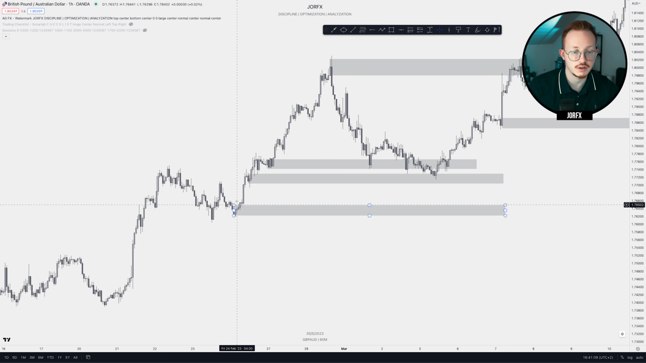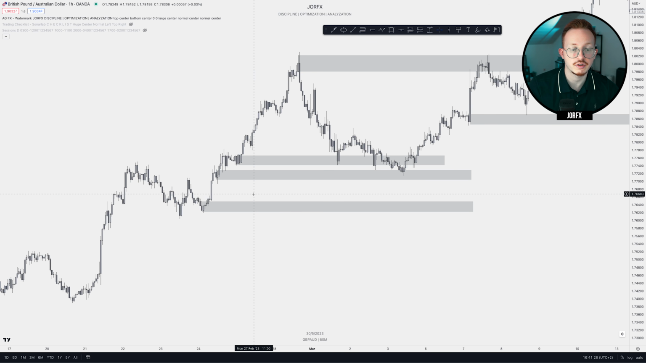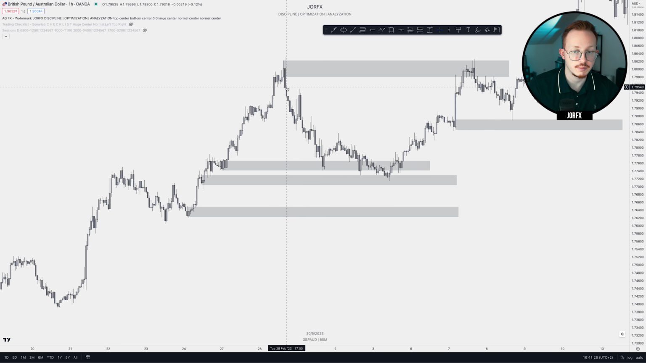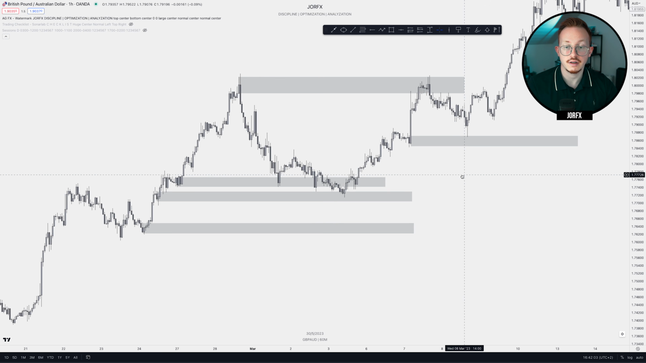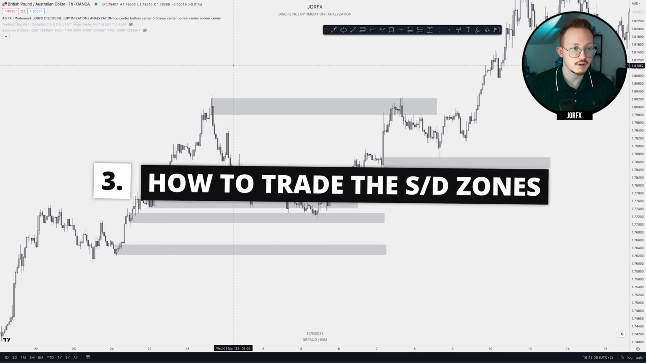So it doesn't always have to be the lowest candle. There are also, of course, demand zones and supply zones in the move itself. But I would say the lower your demand zone is or the higher your supply zone is, the more probability it has for your trade to play out. So that's how you draw them out. Now let's go over how to trade them and how I trade them.